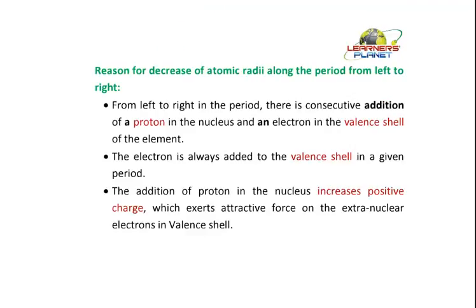Now let's see why this happens. Reason for the decrease of atomic radii along the period from left to right: from left to right in the period, there is consecutive addition of a proton in the nucleus and an electron in the valence shell of the element. The electron is always added to the valence shell in a given period.